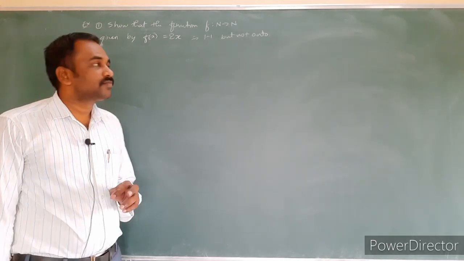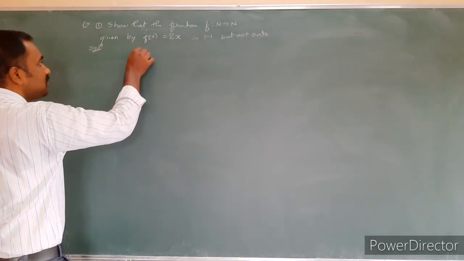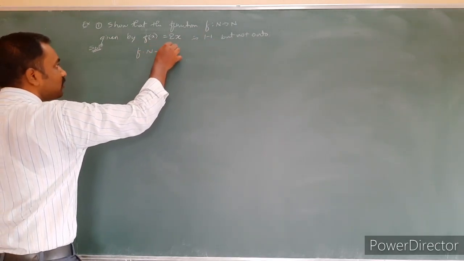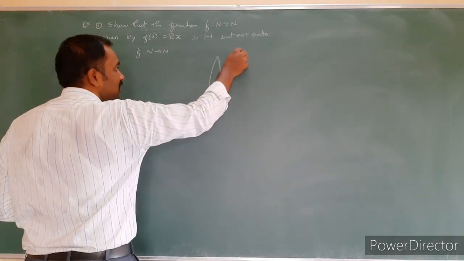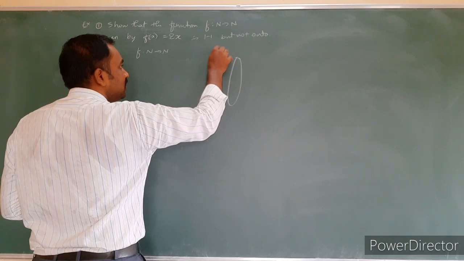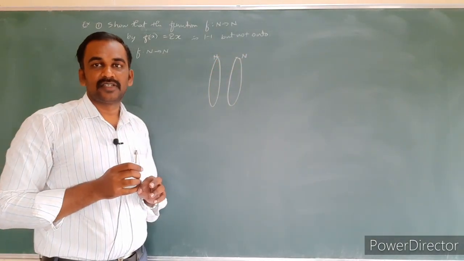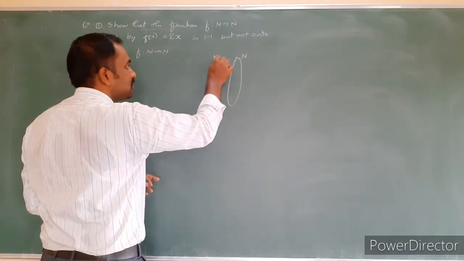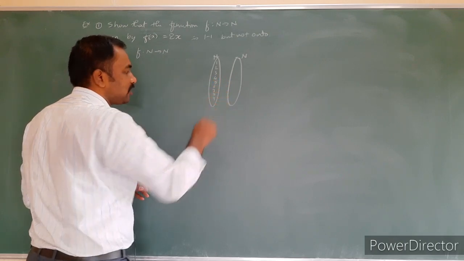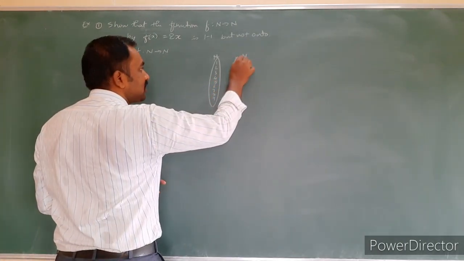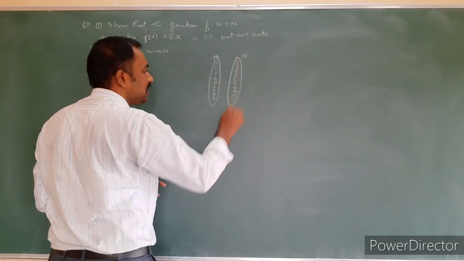For better understanding, I will take an arrow diagram. The function is defined from the natural number set to the natural number set, N into N. The domain and the codomain sets are both the natural number set, which is 1, 2, 3, 4, 5, 6, 7, 8, 9, and so on. Similarly, the codomain set is also 1, 2, 3, 4, 5, 6, 7, 8, 9, 10, 11, and it continues like that.